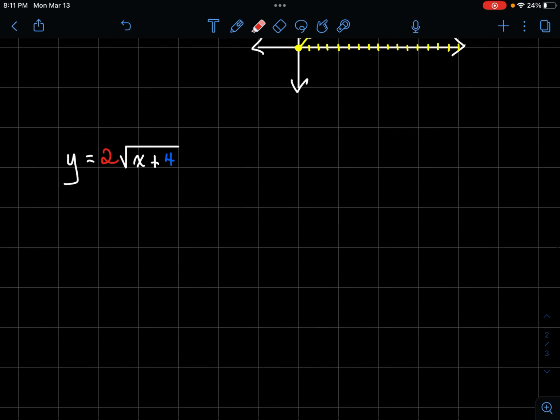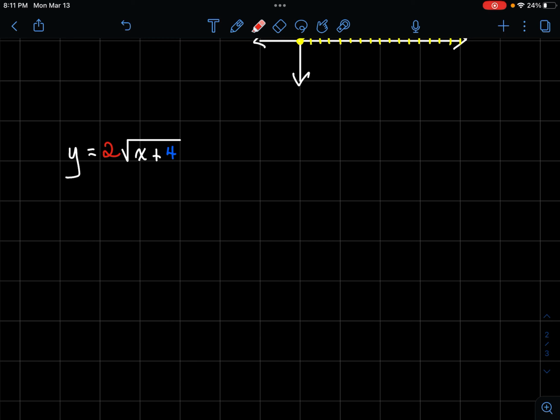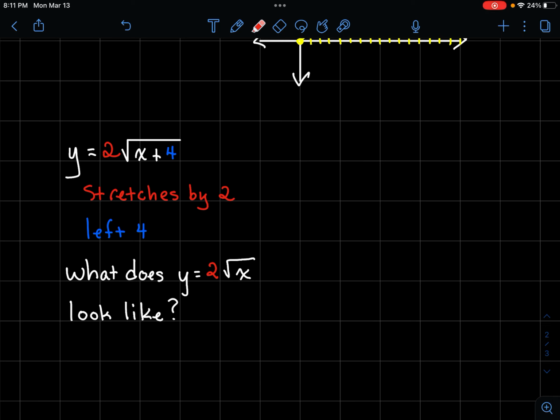Let's do a few more. y equals 2 times the square root of x plus 4. And one thing you should know is that 2 is greater than 1, so it's going to stretch by 2. And the plus 4 is going to move all the dots to the left. The best way that I can think of graphing this is you need to ask yourself, what would 2 times the square root of x look like?